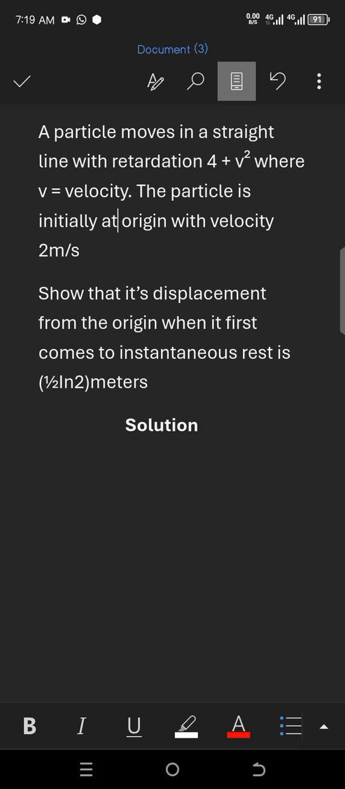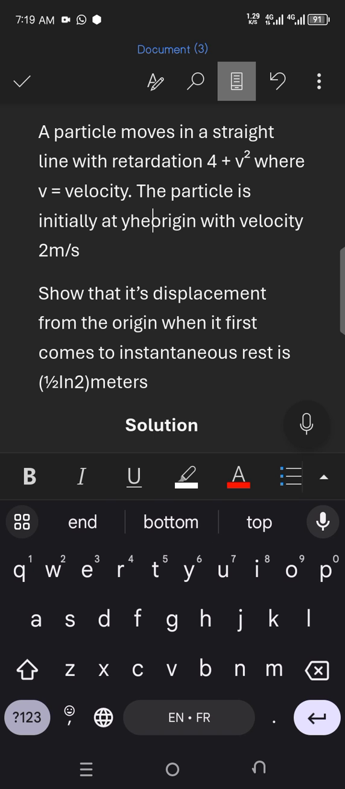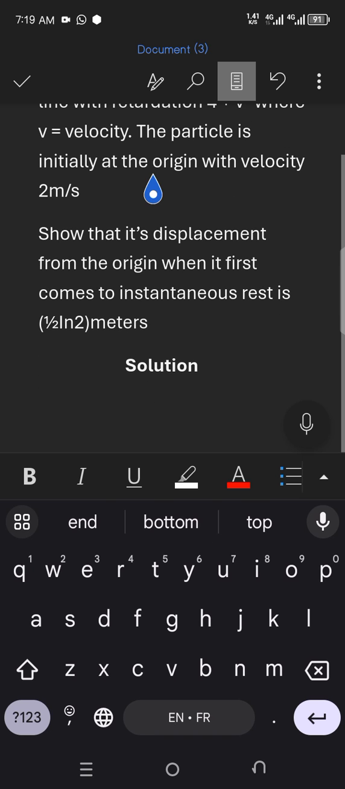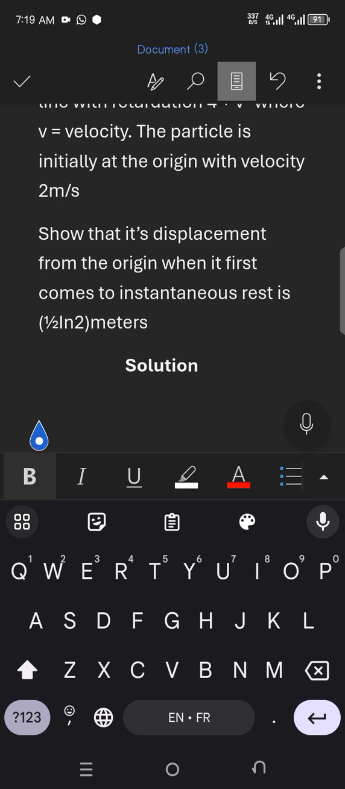A particle moves in a straight line with retardation 4 plus v squared, where v is the velocity. The particle is initially at the origin with velocity 2 meters per second. Show that its displacement from the origin when it first comes to instantaneous rest is ln 2 meters. So this is just the application of calculus.